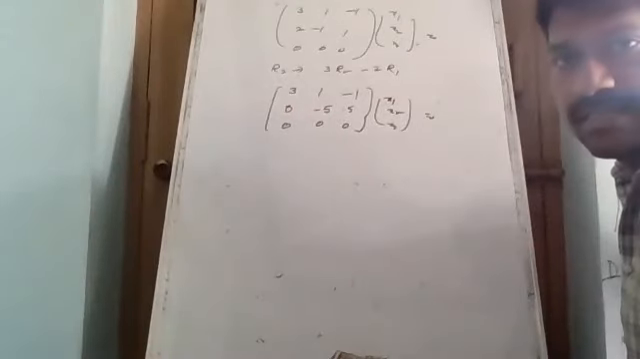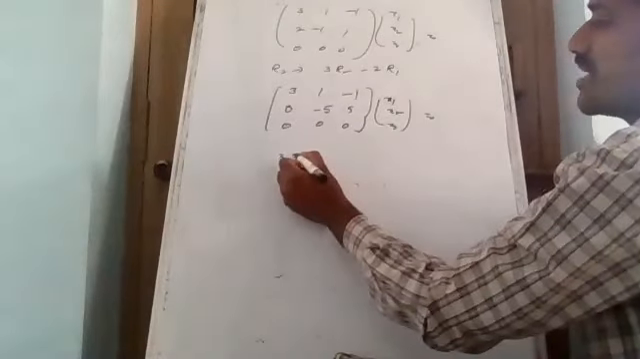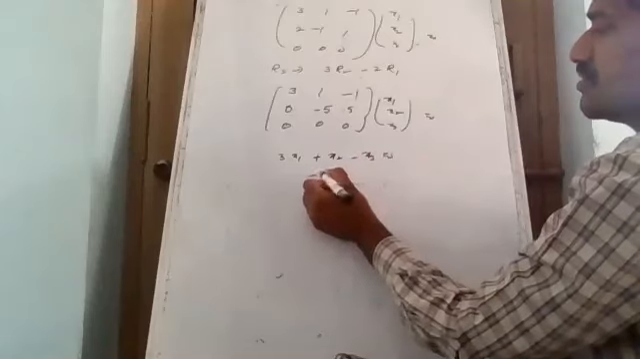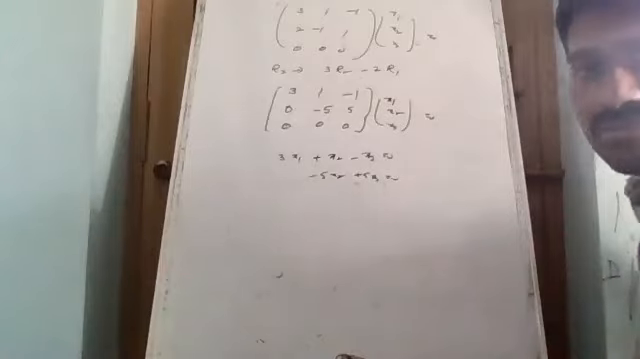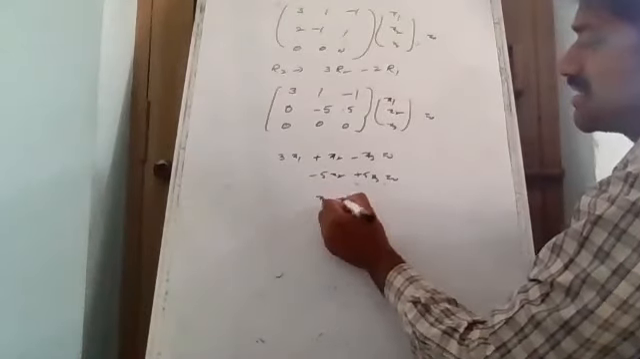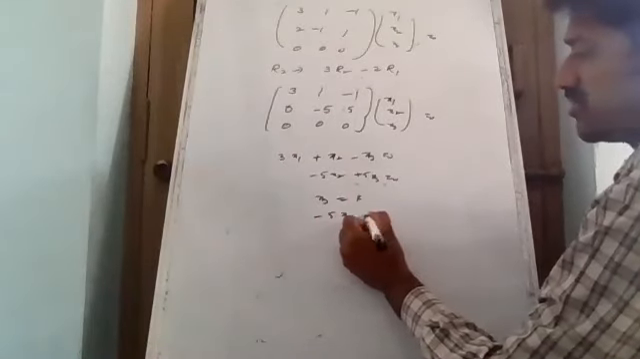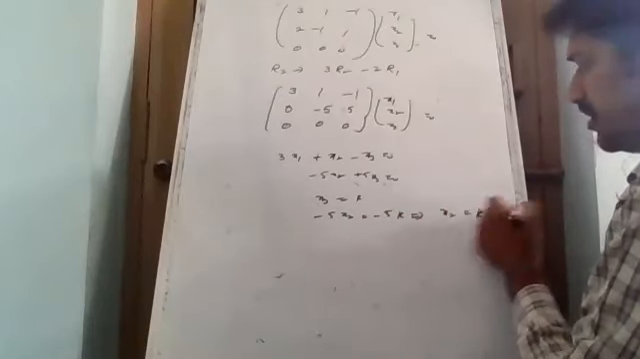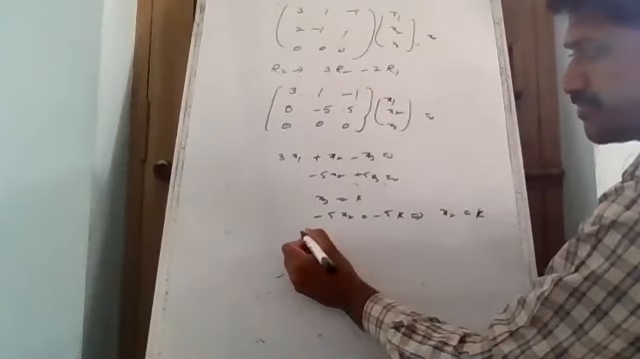Now I am going to write the system. 3x1 plus x2 minus x3 is equal to 0, and minus 5x2 plus 5x3 is equal to 0. By taking x3 is equal to k, we get minus 5x2 is equal to minus 5k. That implies x2 is equal to k, and x3 is equal to k.